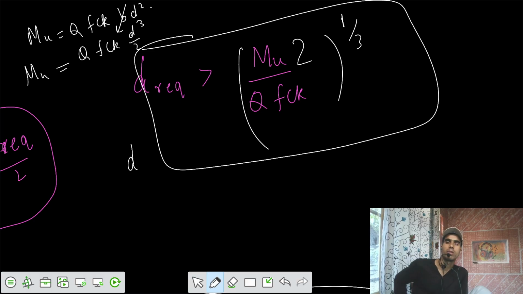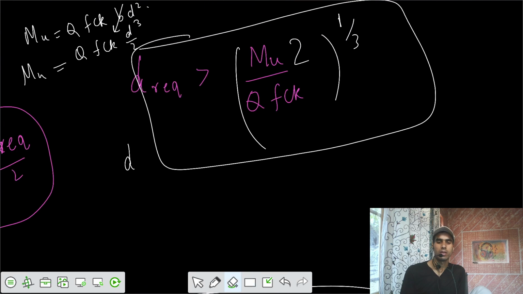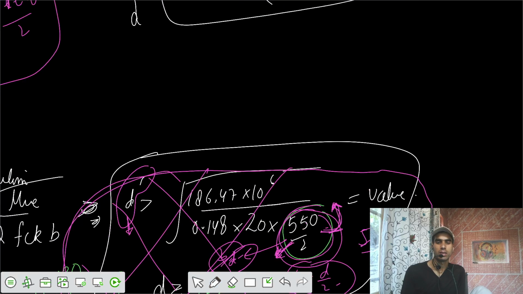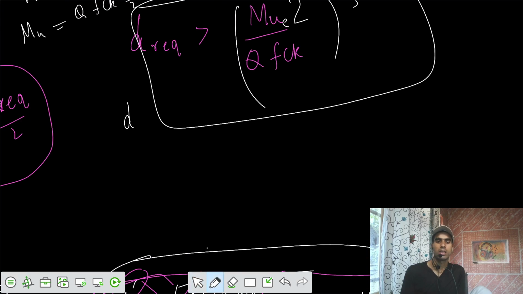If the b is a function of D, then we can have the equation in this fashion. Do you agree with that? I think it's okay. Yeah, it was your external bending moment. So let's substitute the values now, and you can get the solution. 186.47. So you can solve that.